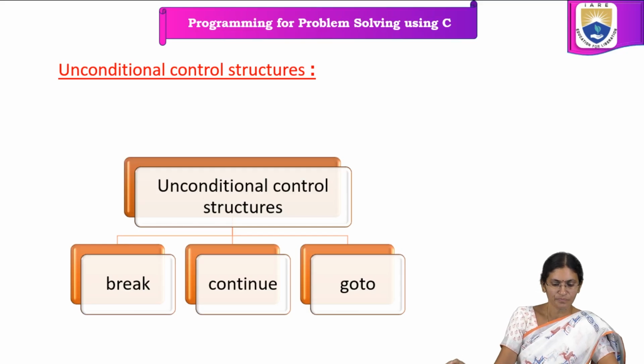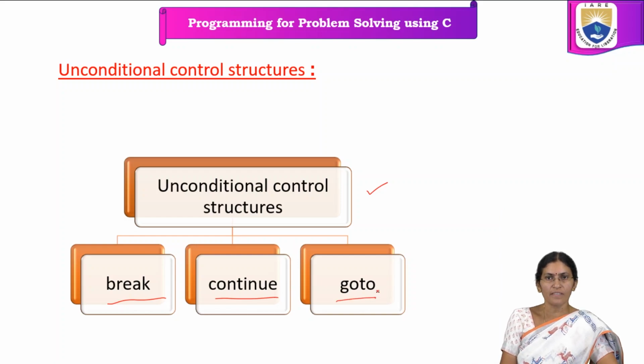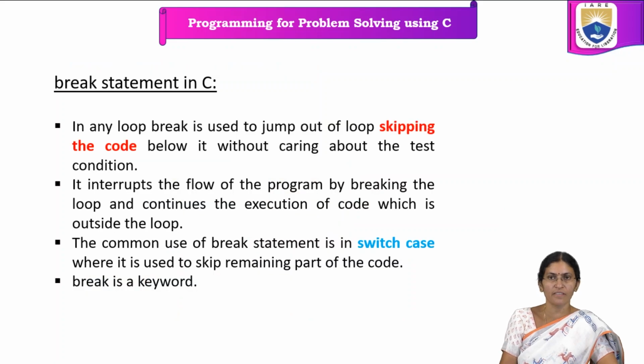So coming to the introduction. In unconditional control structures, we have three statements: break, continue and goto statements. We'll see the syntax and then we'll see the program also for each of these statements. So the first one is the break statement.